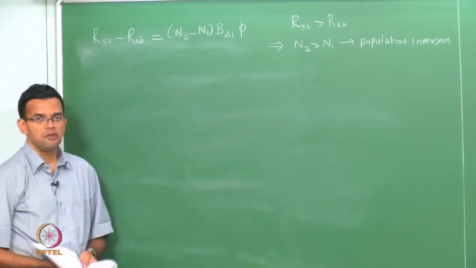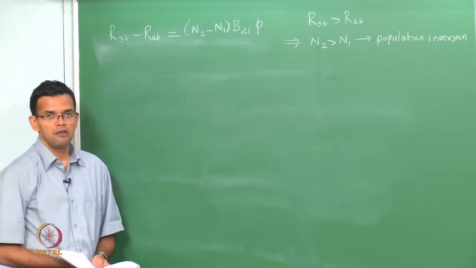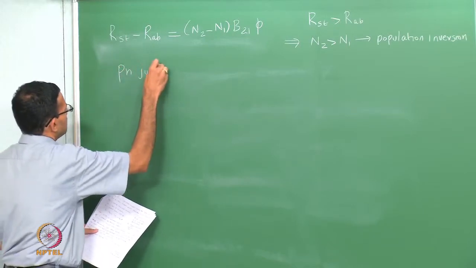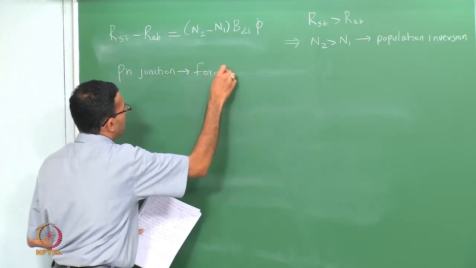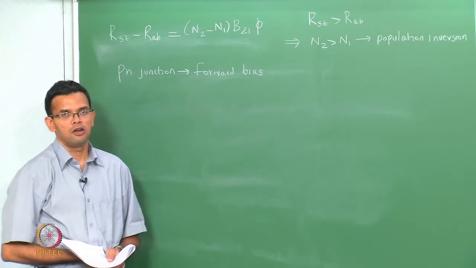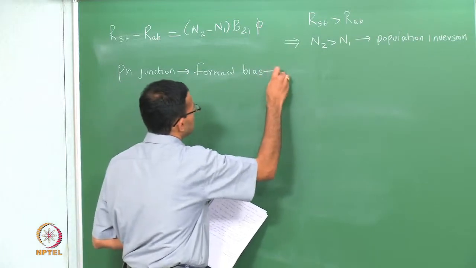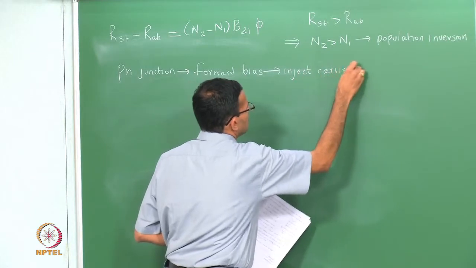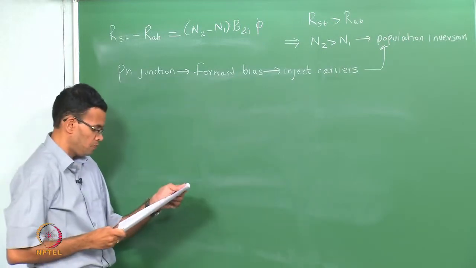So, this population inversion is usually achieved by external means. The simple idea being, if you had a p-n junction, you could apply a forward bias. We saw earlier that when you apply a forward bias, you inject carriers into your p-n junction. So, these carriers basically create the population inversion.